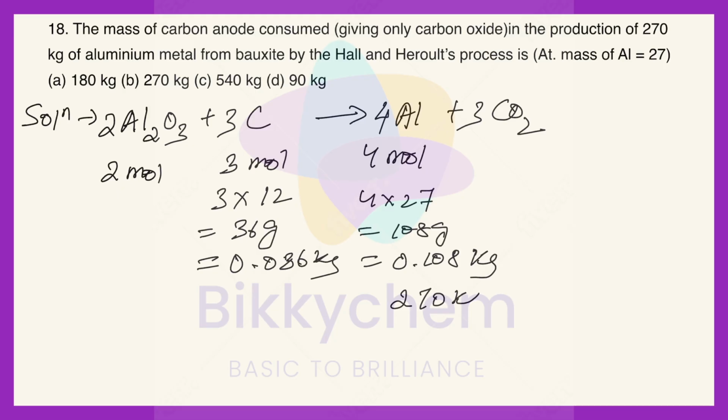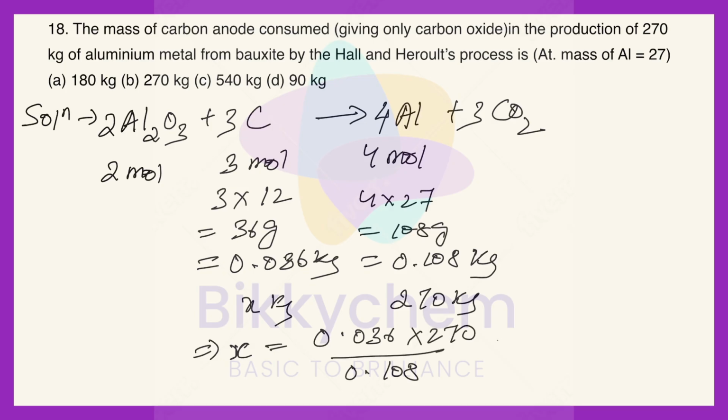For the production of 270 kg of aluminium, how much carbon has been consumed? So X kg. So X is equal to 0.036 into 270 divided by 0.108, which is equal to 90 kg. So option D.